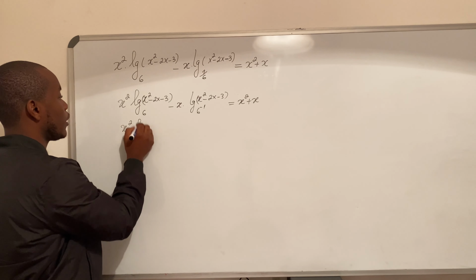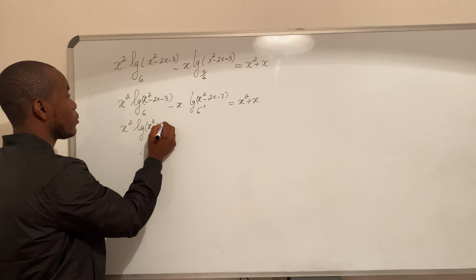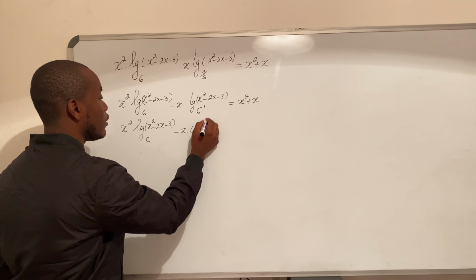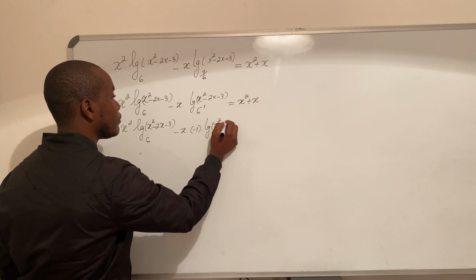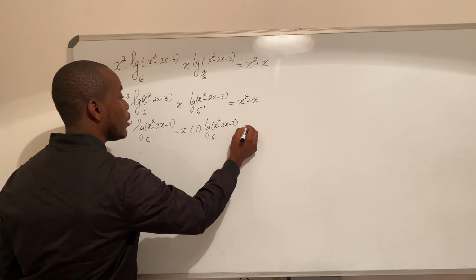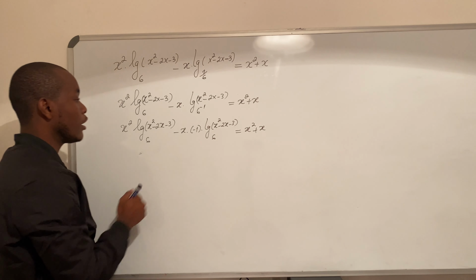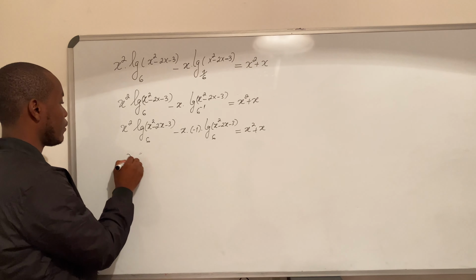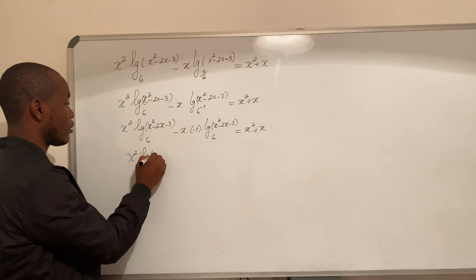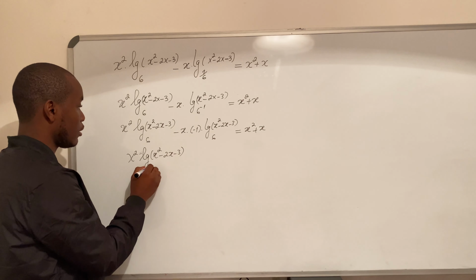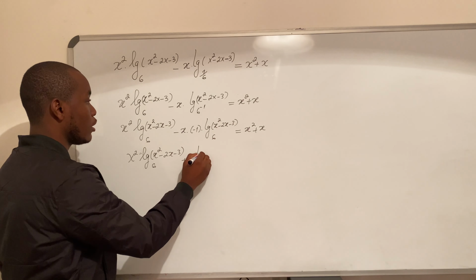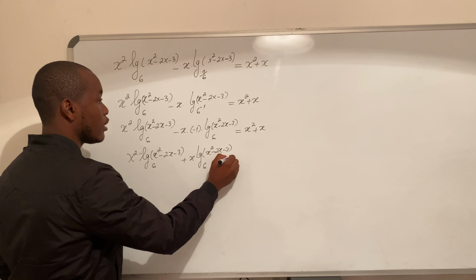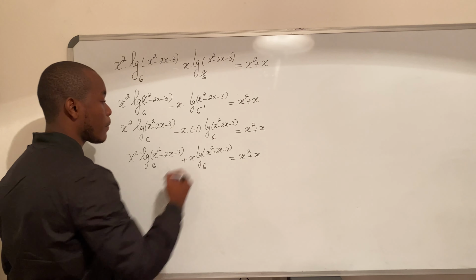So I will have x squared log of x squared minus 2x minus 3 to the base 6 times minus x times minus 1, and this log equal to 6 squared plus x. Now, minus x times negative 1 is positive. So we'll have x squared log of x squared minus 2x minus 3 to the base 6 plus x log of x squared minus 2x minus 3 to the base 6 equal to x squared plus x.